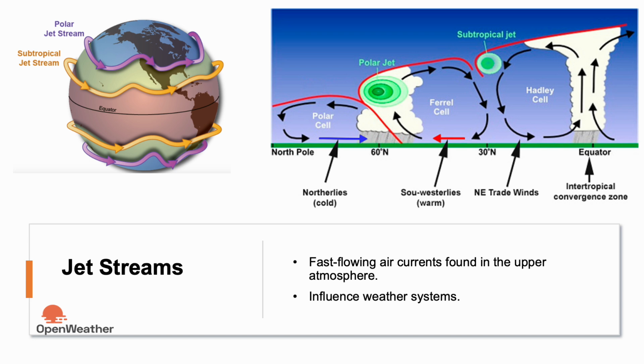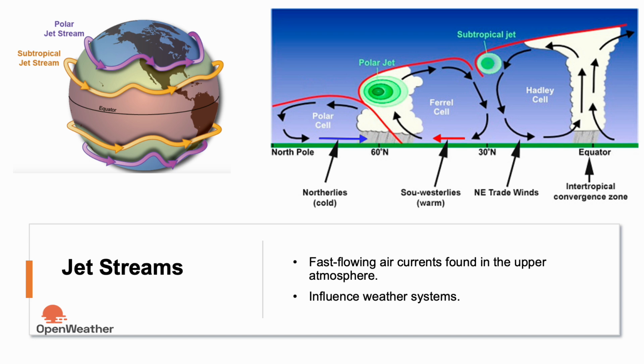Jet streams are typically found at altitudes between 8 to 15 kilometres above the surface, mainly in the troposphere and the lower stratosphere. There are two main types. First of all, polar jet streams. These are generally located 9 to 12 kilometres above sea level. Secondly, subtropical jet streams. These are usually a bit higher, around 10 to 16 kilometres above the surface.